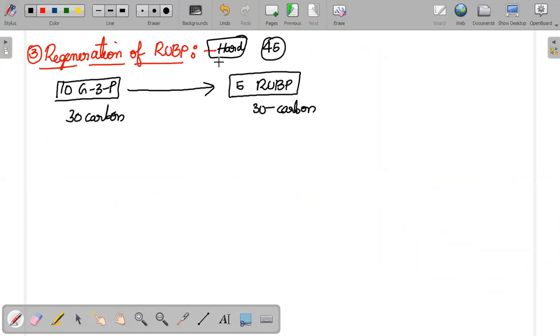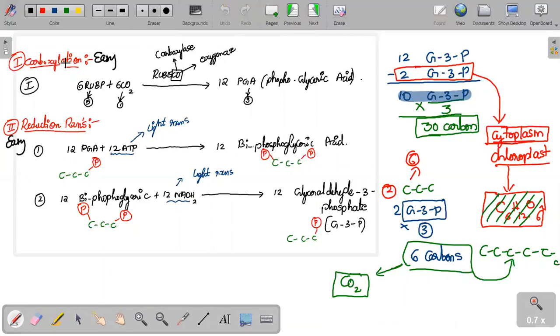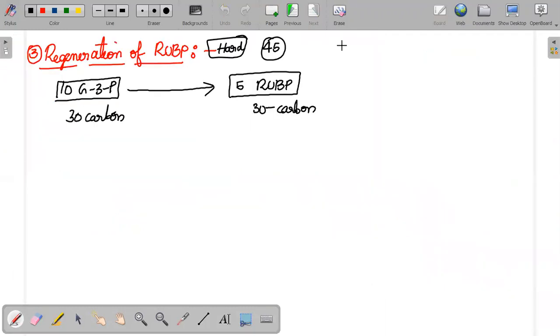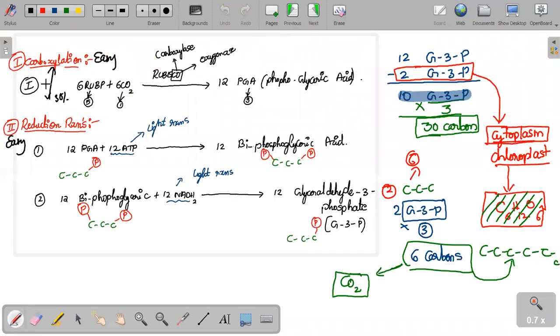The chances of asking questions from the first 2 steps is like 30%. But the chances of asking questions with respect to regeneration is like 70%, because regeneration of RuBP is a very lengthy procedure. It's really time consuming to explain compared to the carboxylation and the reduction reactions.